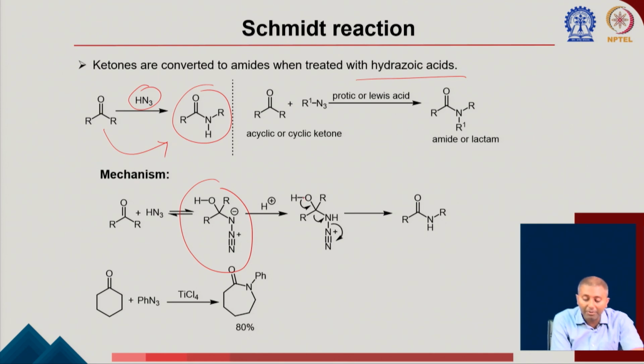And then what is going to happen? This oxygen lone pair is going to push back the electron density, and there will be a 1,2-shift of this R group from this carbon to the nitrogen, then elimination of the N2 will generate this type of amide. Okay.